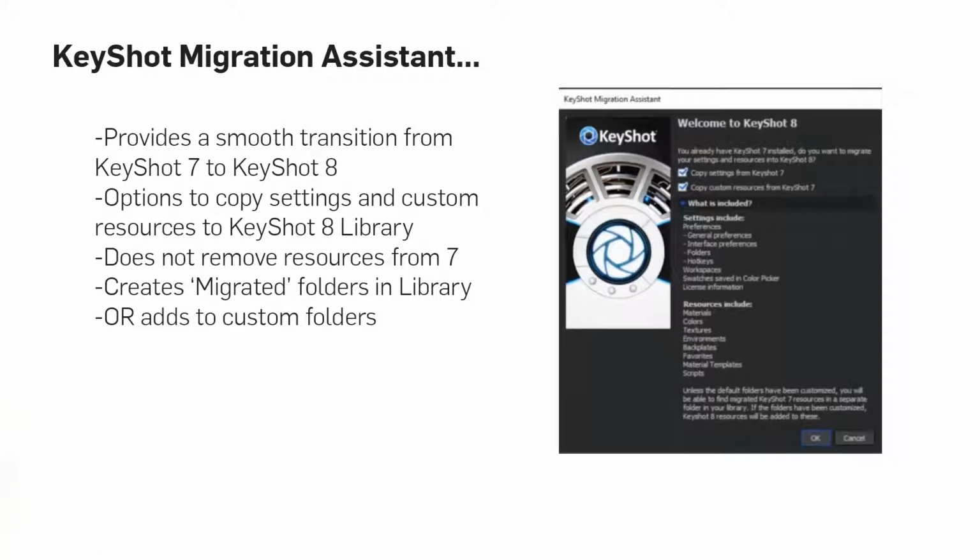Okay, so the KeyShot Migration Assistant. This basically, when you install KeyShot 8, allows you to smoothly transition from KeyShot 7 to KeyShot 8 by giving you the option to copy across your settings and resources from KeyShot 7. As it says there, it doesn't remove any resources from KeyShot 7, so any resources you have in those folders will stay there. You can create it in a couple of different ways in KeyShot 8, so you can have them all put into a migrated folder, or you can have them go into a custom folder of your choice.